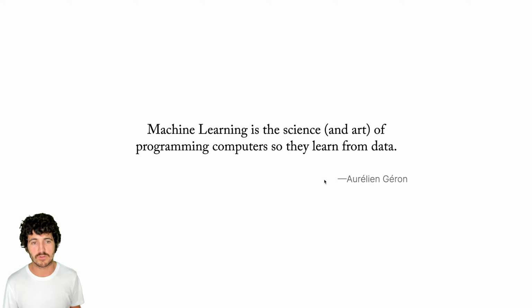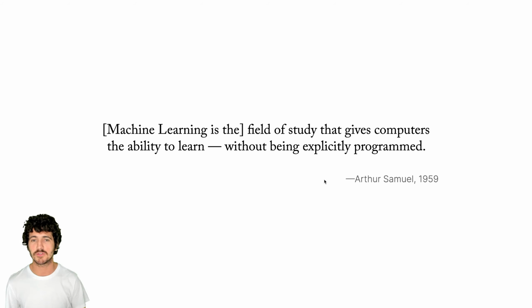The writer of this book defines it as the science and art of programming computers so they can learn from data. And a more general description from Arthur Samuel back from the 1950s is that machine learning is the field of study that gives computers the ability to learn without being explicitly programmed. The part explicitly programmed here is super important.